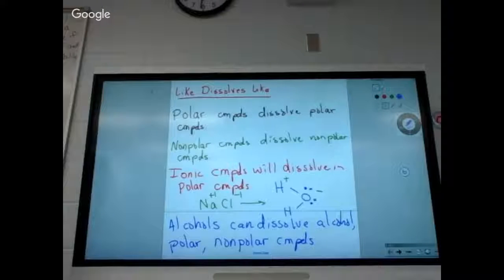Wait. So alcohols is all that. Everything except which thing did I not put there? Alcohols will not dissolve iron. So basically it's everything except the iron.